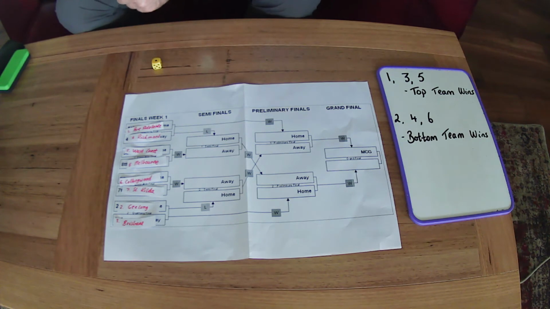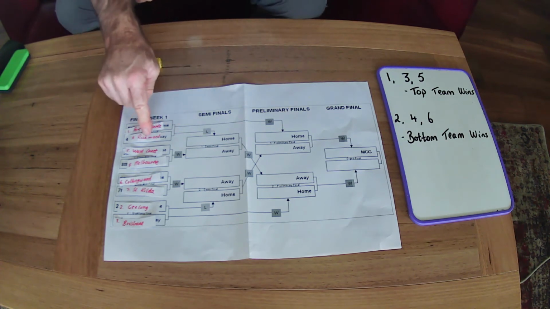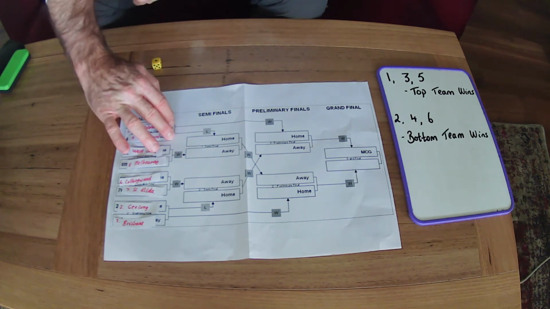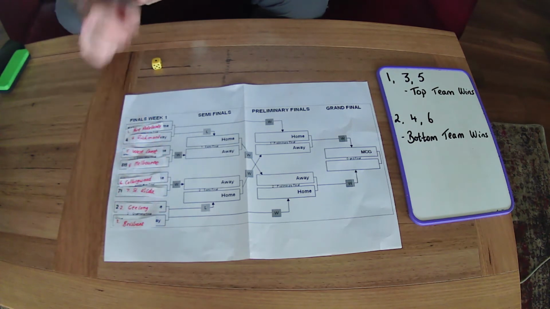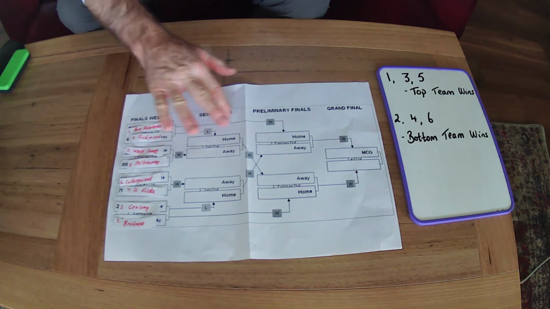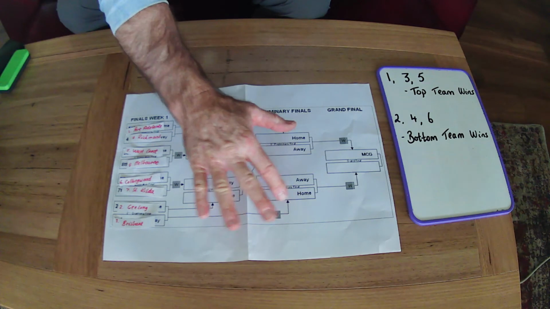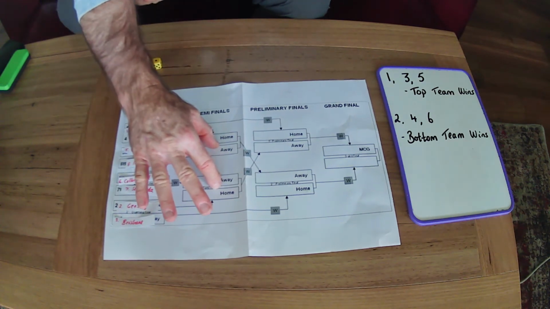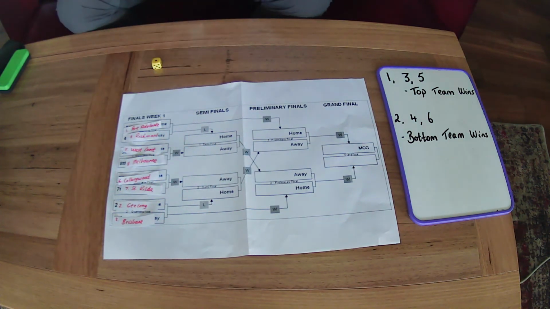All we do now is just follow the arrows. This game and this game, because they're the top 4 teams, they get a second chance. The winner goes through, the winner goes through, the loser goes through as well for a second chance. All other teams are in knockout.